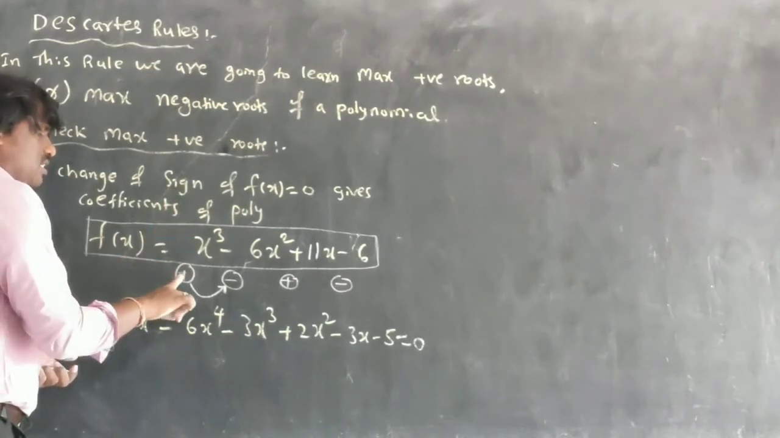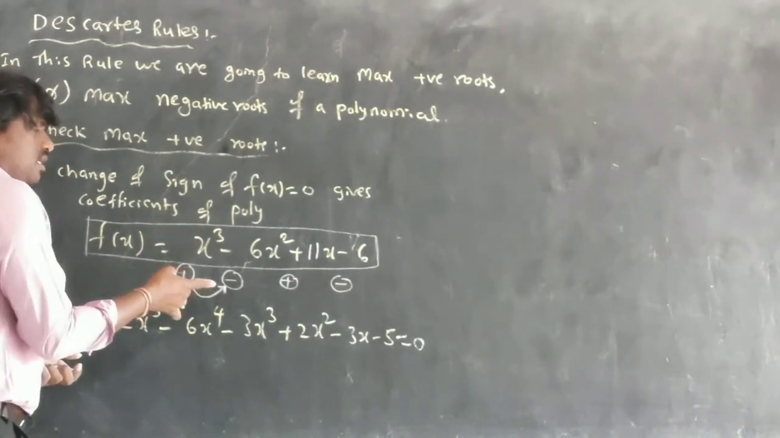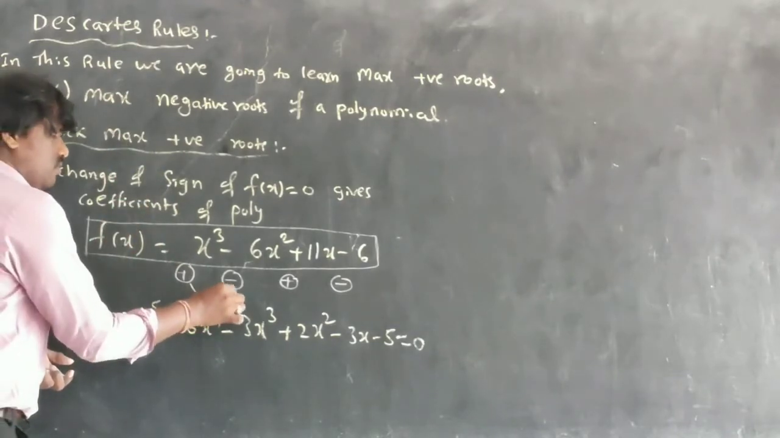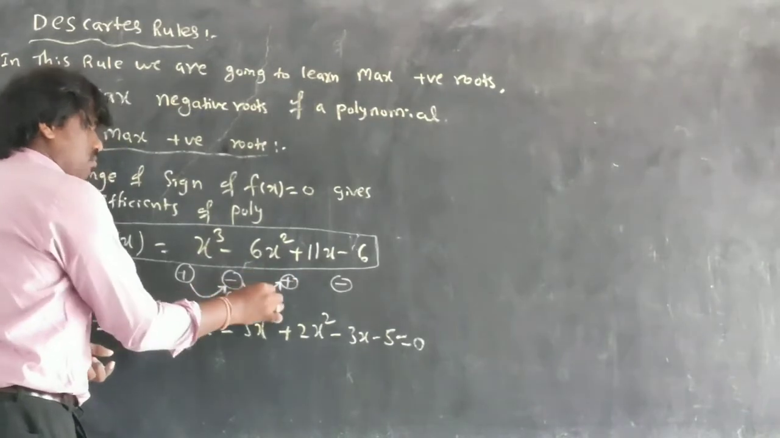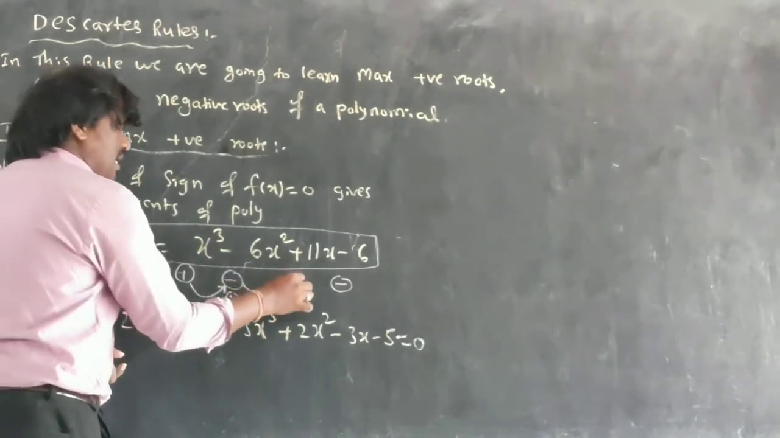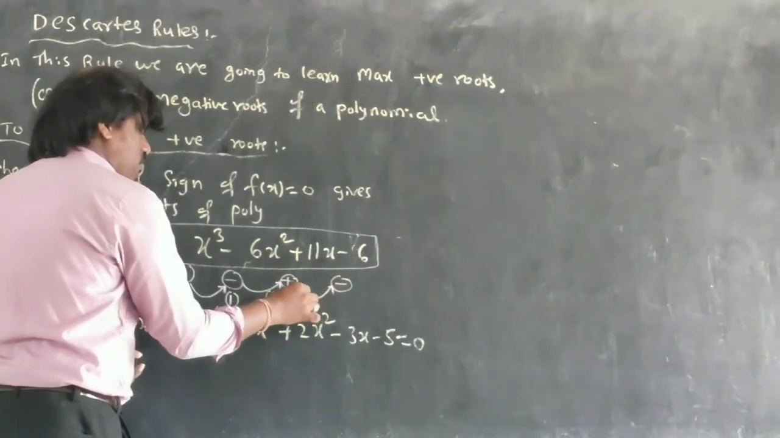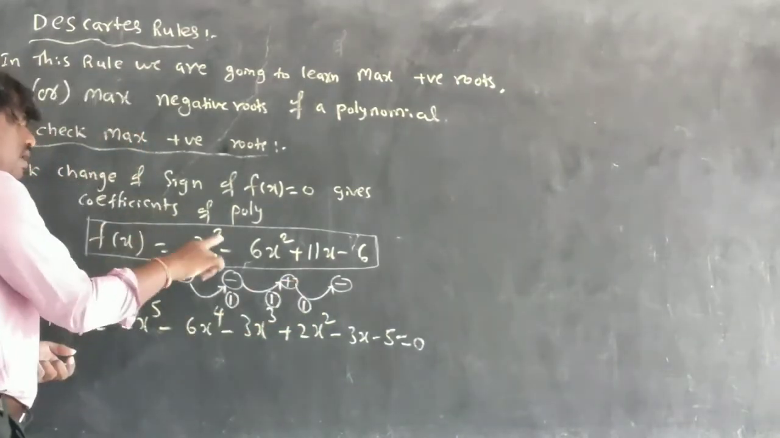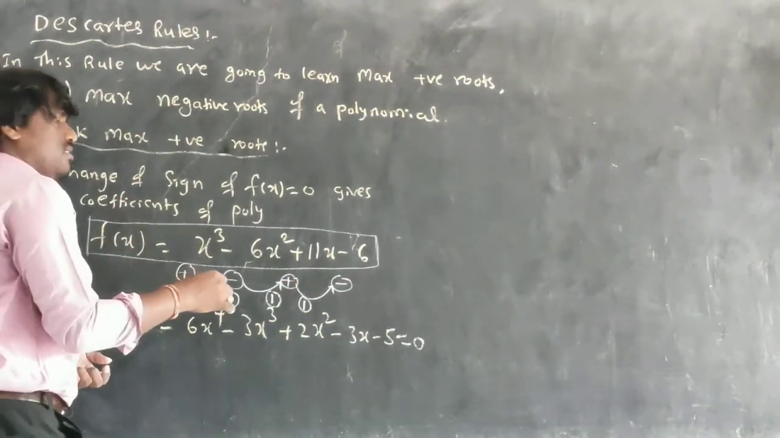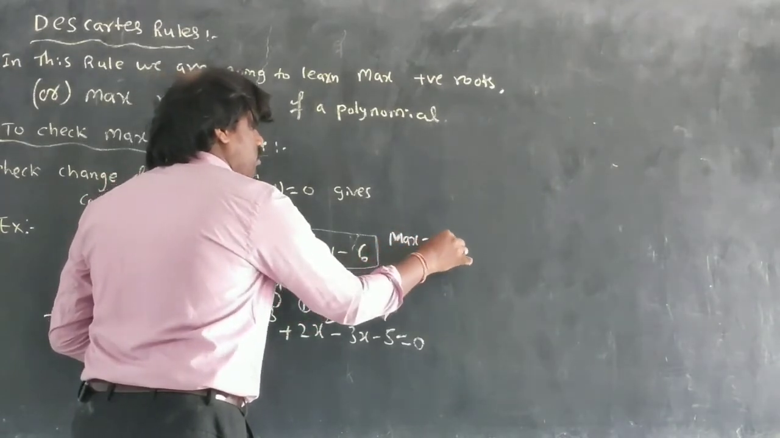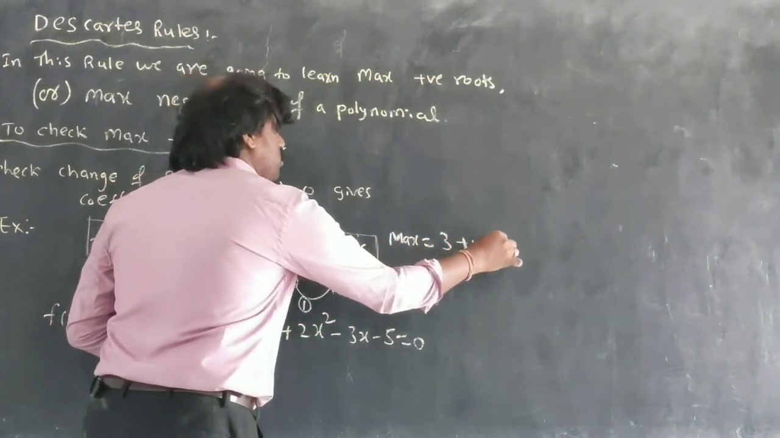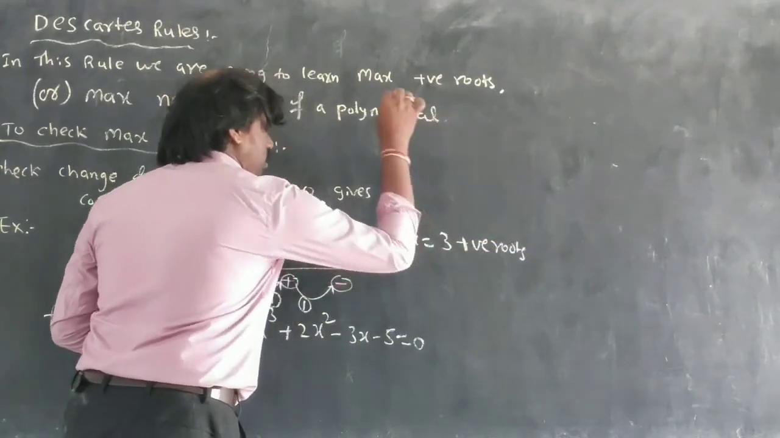Each time it changes from plus to minus, that is one positive root. Minus to plus, this is one more positive root, and plus to minus, I have one more positive root. So this equation has a maximum of 3 positive roots. 3 positive roots will be available.